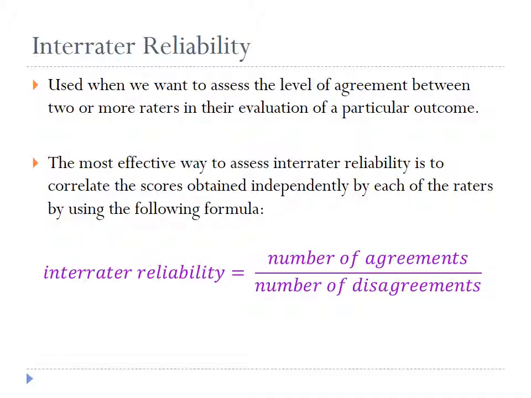The fourth type of reliability is inter-rater reliability. This is used when we want to compare level of agreement between 2 or more raters. So in beauty pageants or in Olympics where there are judges, each judge gives a score. At the end of the day, we can then compare and correlate those judges' scores to see how consistent they are.